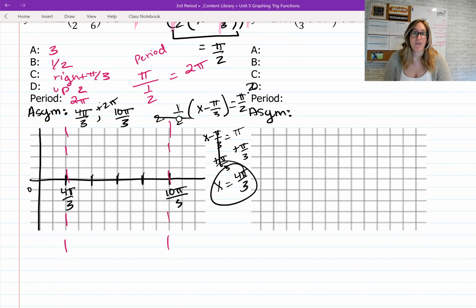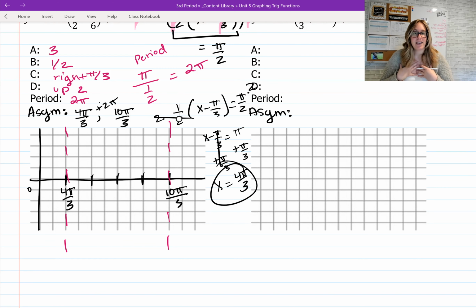There are 2 ways to do this. You can take your period and divide it by 4, because you're going to be moving 4 times starting from your first point, and then you just add that value. So you take 4 pi over 3, divide your period by 4, which is pi over 2, and add pi over 2 each time till you get the next point. Or you can do the midpoint rule, because all of these points are evenly spaced. You can take 4 pi over 3 and 10 pi over 3, add them together, divide by 2. That gives you the point in the center, and then do the midpoint again.